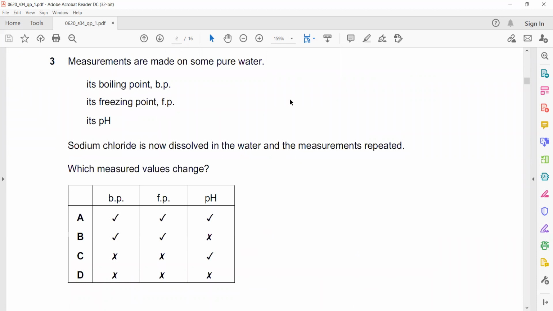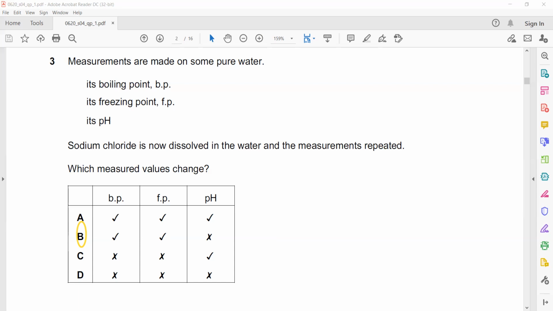Measurements are made on some pure water. The term pH means, if it is less than 7, the substance will be acidic. So measurements are made on some pure water. Sodium chloride is now dissolved. So we add salt. The addition of the salt does not make the substance acidic or alkaline.